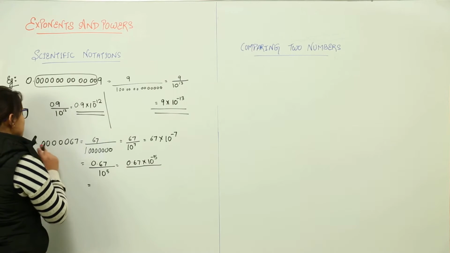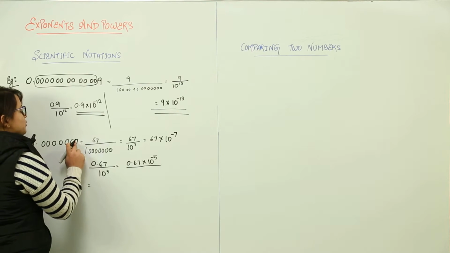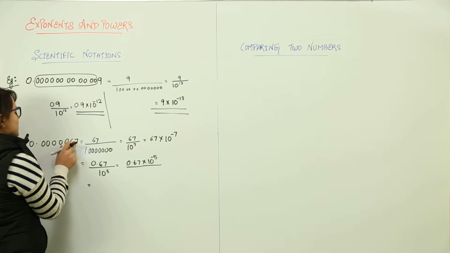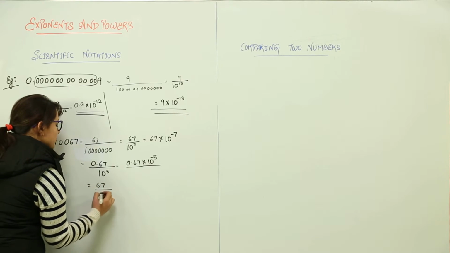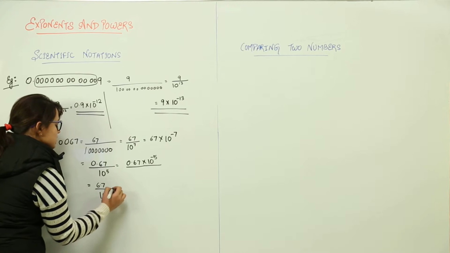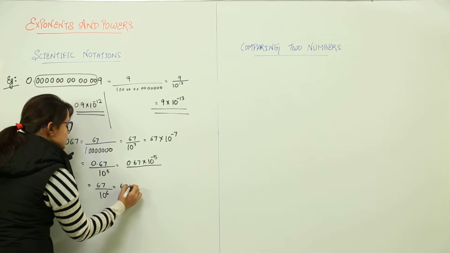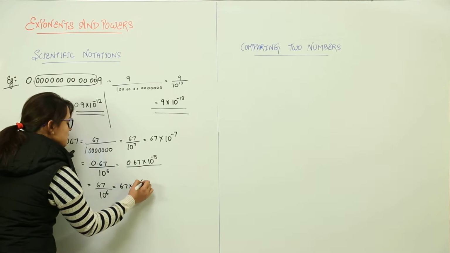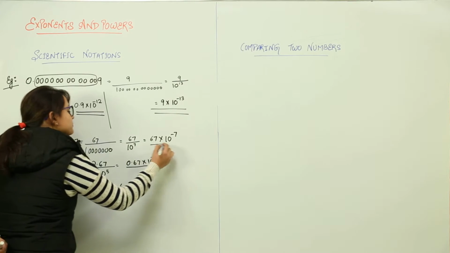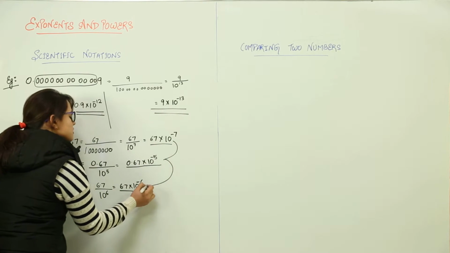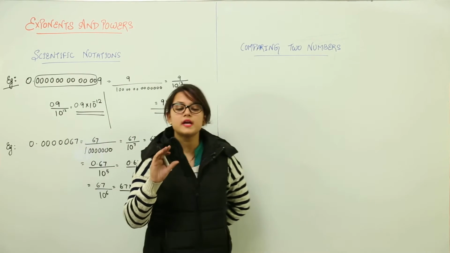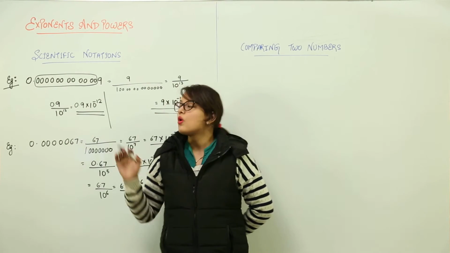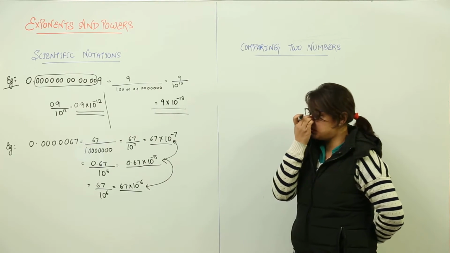Similarly, if I wanted to take the decimal place up to here, how many places have I jumped? I have jumped 6 places. So I would write 6.7 upon 10 raised to power 6, which would have been equal to 6.7 into 10 raised to power minus 6. See, this or this, all the 3 answers are absolutely correct. It's just their scientific form has changed. All the answers are correct in their own respect.